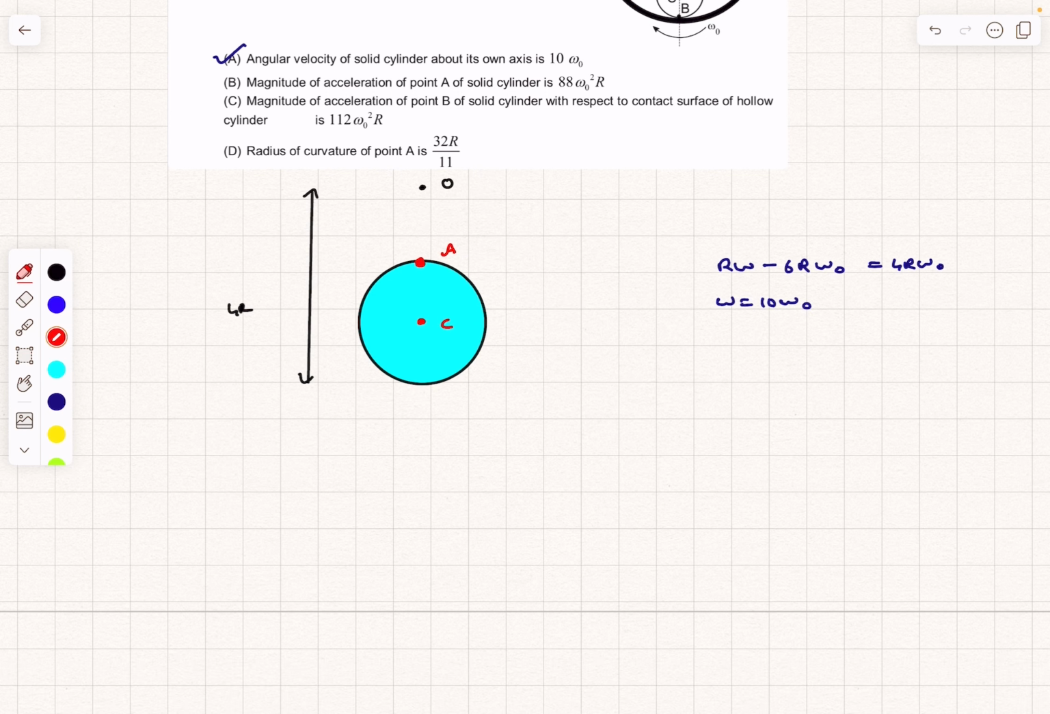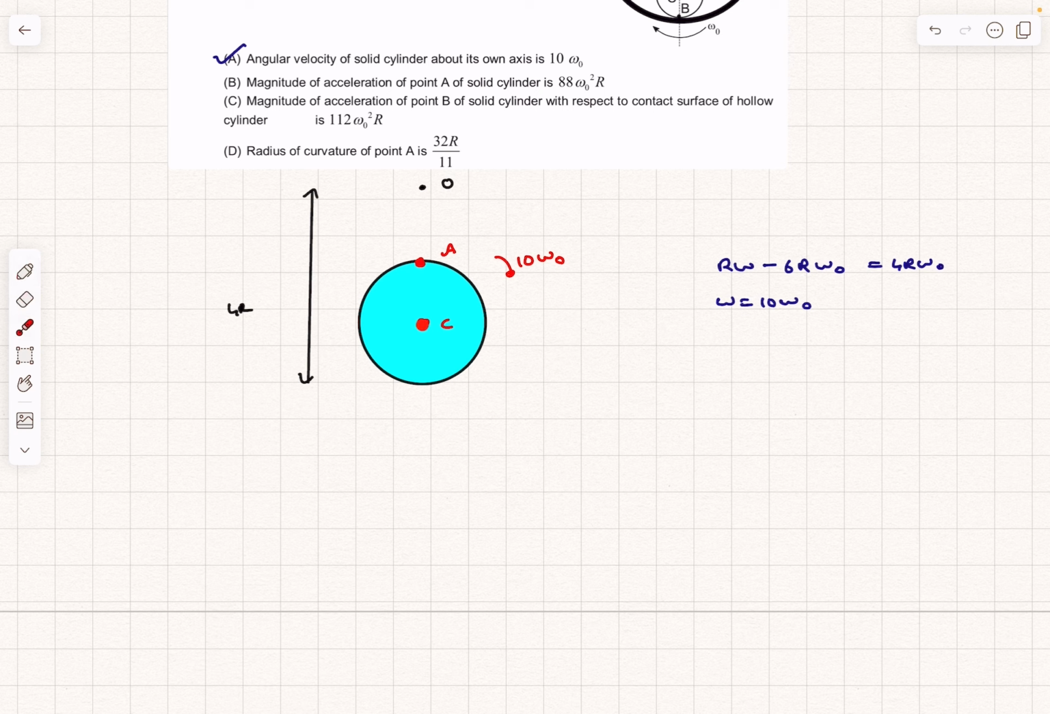In order to do this problem, we'll actually take help of the point C. Now, with respect to point C, guys, as there is no alpha, as the omegas are constant, there is no component of acceleration in the horizontal direction. If we look at the solid cylinder, it is rotating with an angular velocity of 10 omega naught, and it is translating towards the right with a velocity of 6 r omega naught. So now if I assume the center to be our hinge point, then it'll appear as if the body is performing pure rotation about the point C.